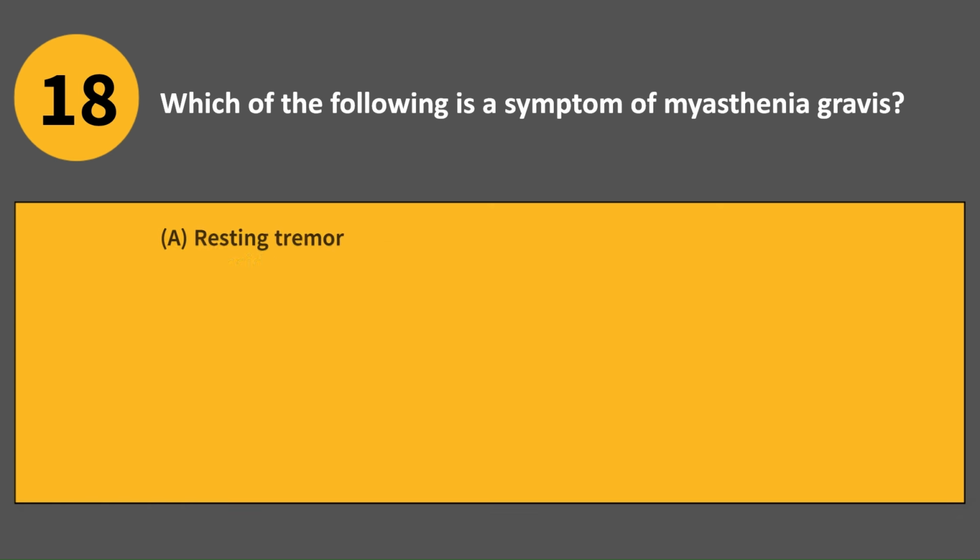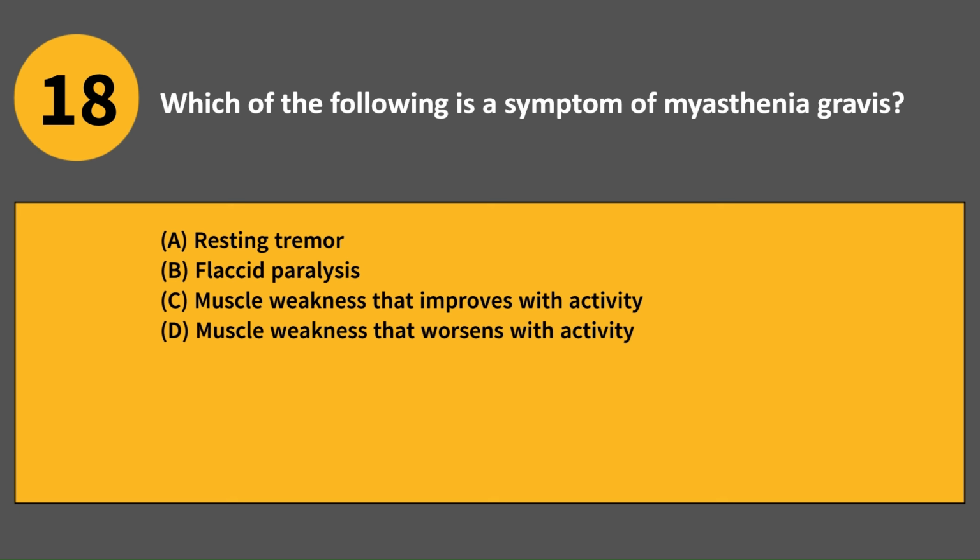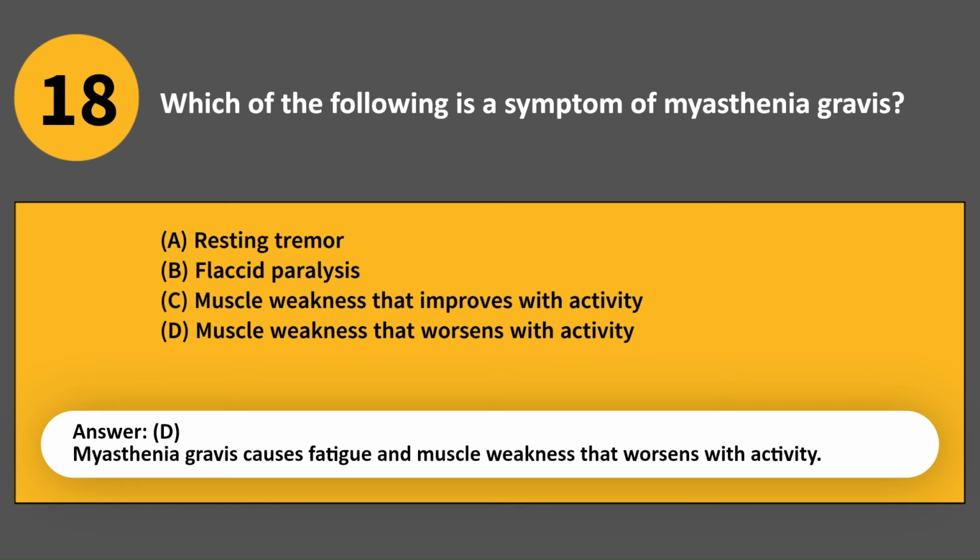Which of the following is a symptom of myasthenia gravis? A. Resting tremor. B. Flaccid paralysis. C. Muscle weakness that improves with activity. D. Muscle weakness that worsens with activity. Answer: D. Myasthenia gravis causes fatigue and muscle weakness that worsens with activity.